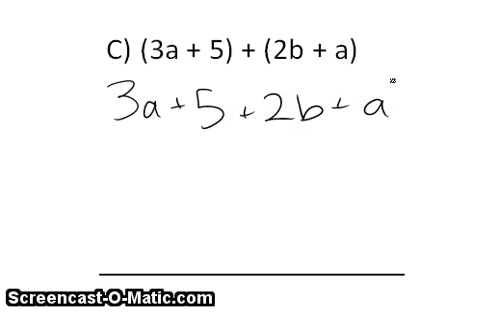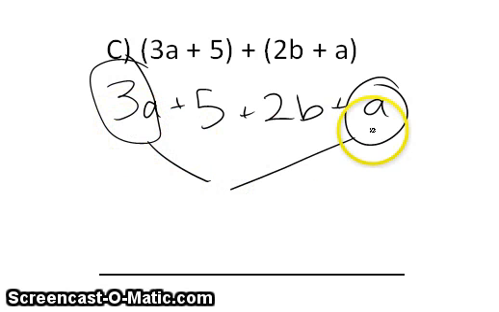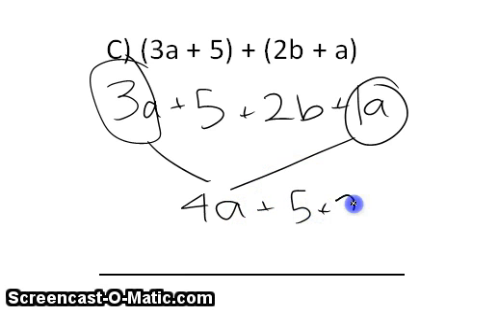Now I'm going to find my like terms, and I see that 3a and a are like terms. 2b does not have a like term, 5 does not have a like term. So I'm going to combine those things that are like terms, 3a plus a. Don't forget that if you just have a single a, that's the same as having one a. So that becomes 4a plus 5 plus 2b.